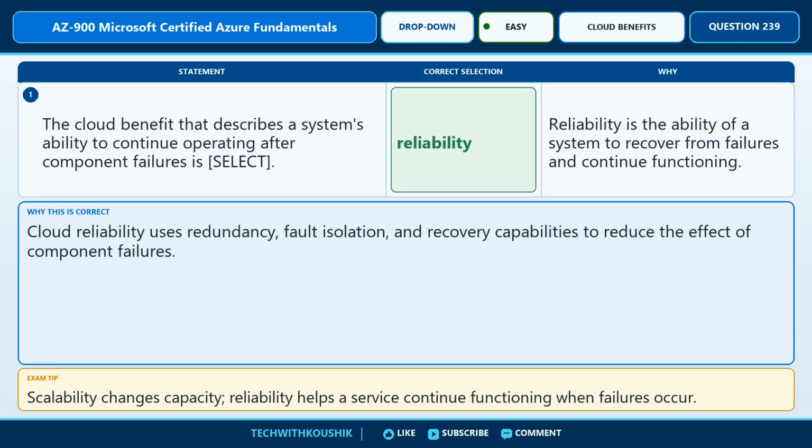Statement 1 should be completed with reliability. Reliability is the ability of a system to recover from failures and continue functioning. Scalability changes capacity. Reliability helps a service continue functioning when failures occur.